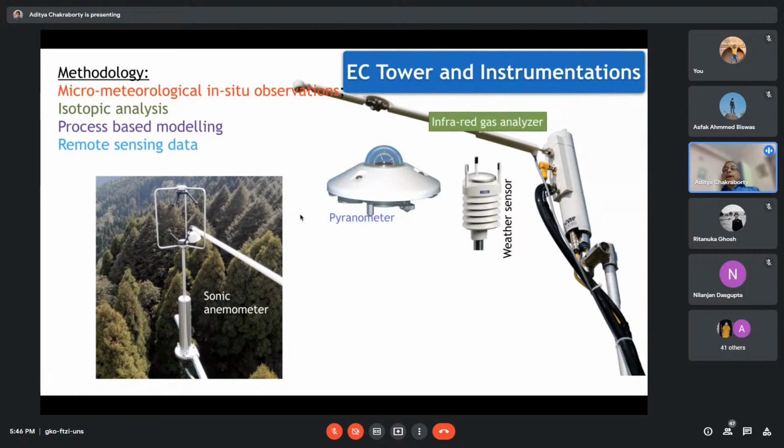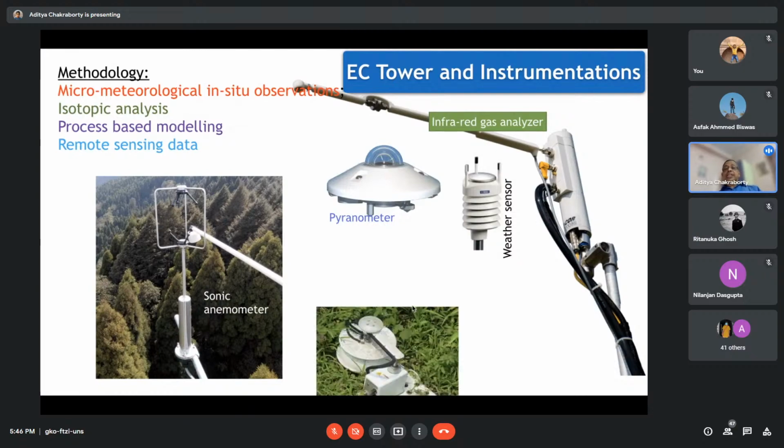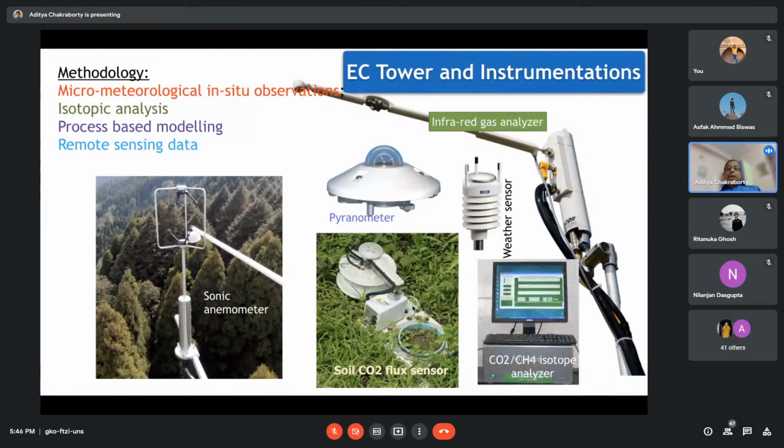And then you have the weather sensor. Generally, it is the basic weather sensors which measure temperature, humidity, rainfall, air pressure, and wind speed and direction. So these parameters are measured by this weather sensor. And then we have one very important sensor, which measures the soil CO2 fluxes.